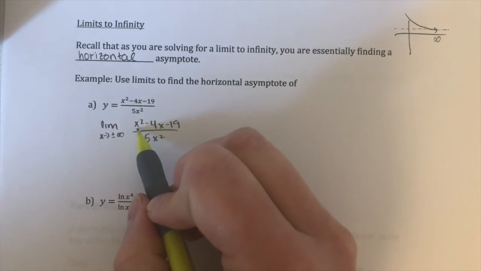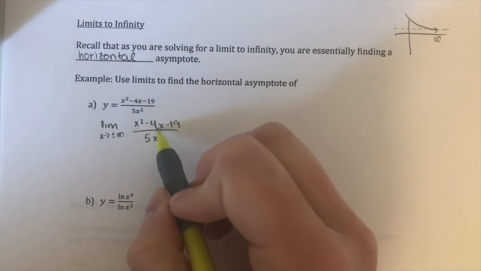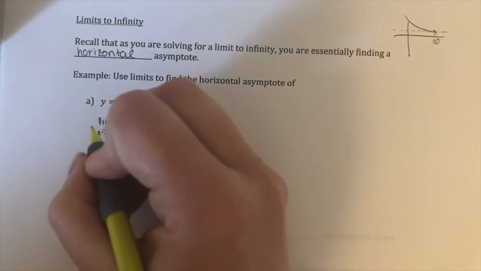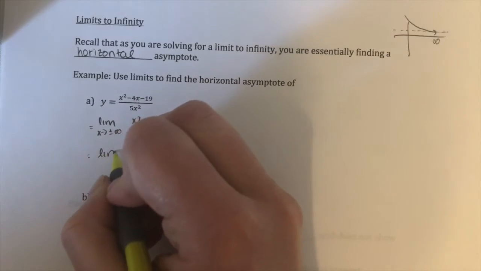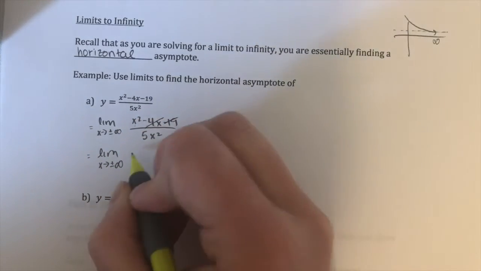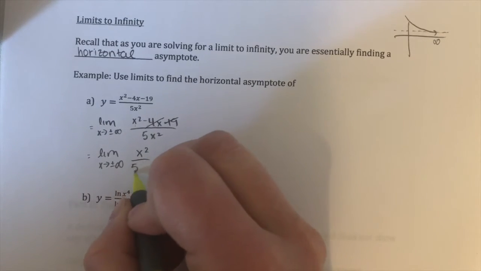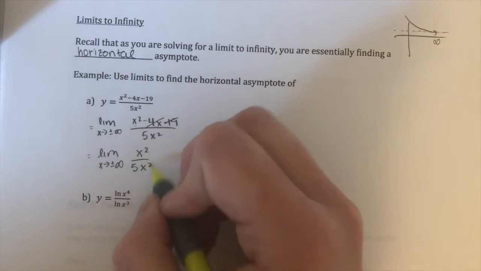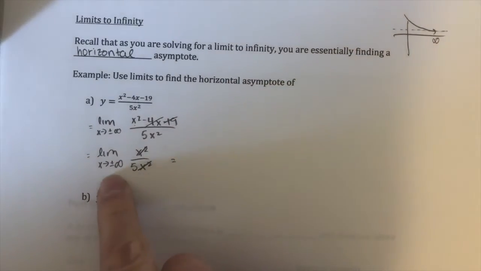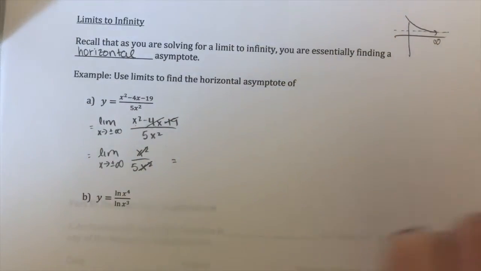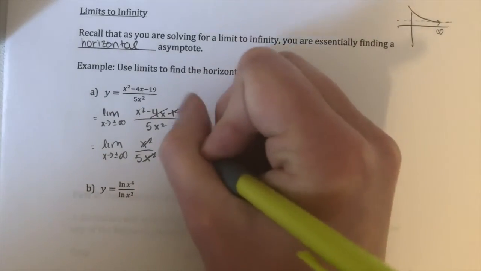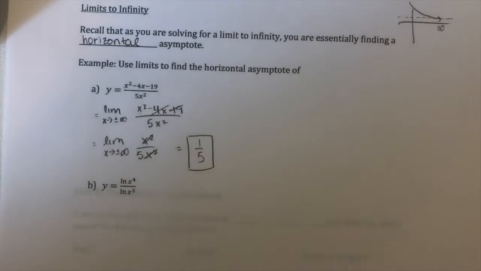So if we take $1 million and square it, if we lose $4 million, it doesn't matter. If we lose $19, it doesn't matter. So then we're just dealing with the limit as x approaches positive or negative infinity of x squared divided by 5x squared. In this case, the x squareds are going to cancel. So when I plug in infinity, there's no variable left to plug it into. So this is just going to equal 1/5.